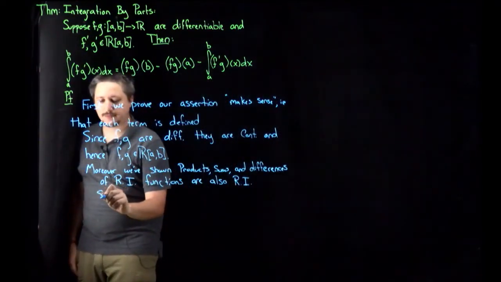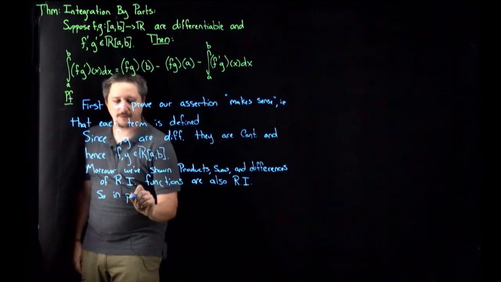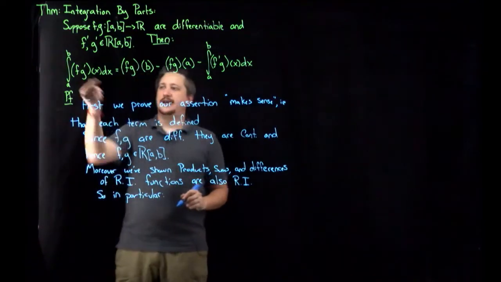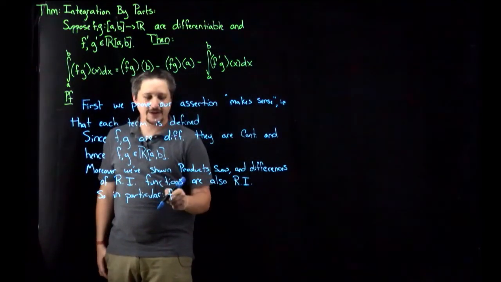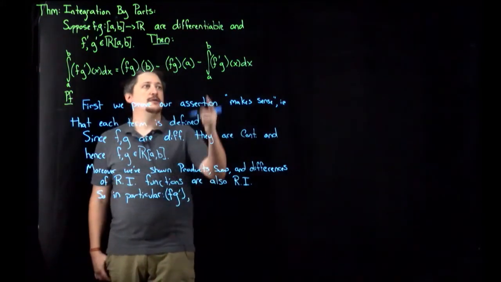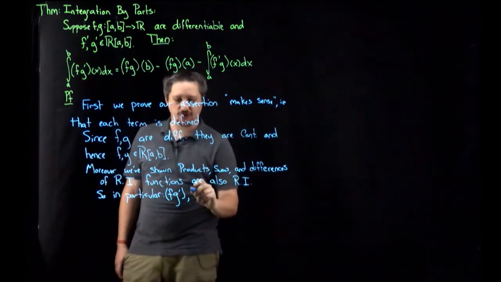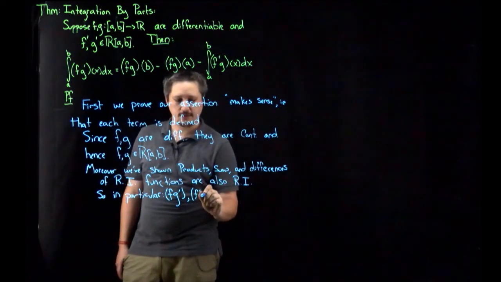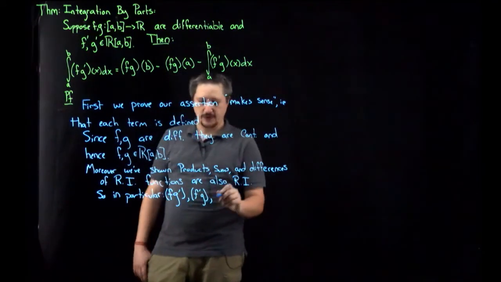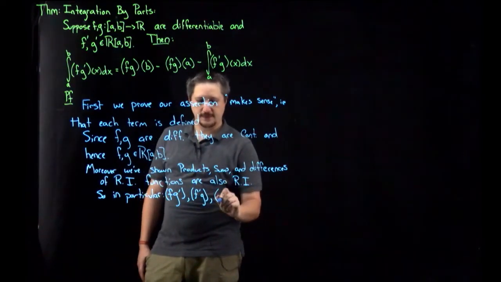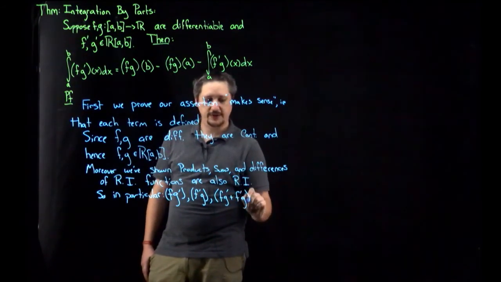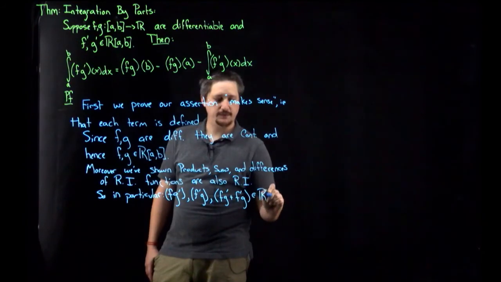So, in particular, I have that f times g prime, right, the product of the Riemann integrable f and the Riemann integrable g prime, as well as f prime and g, and for reasons that aren't obvious yet but will be very soon, the sum of these two, f g prime plus f prime g, that all of these things are also Riemann integrable on [a, b].